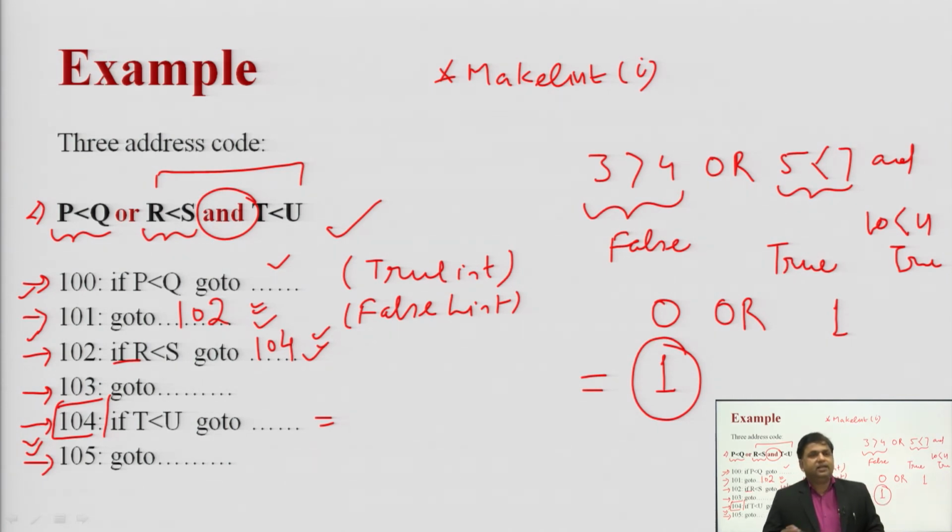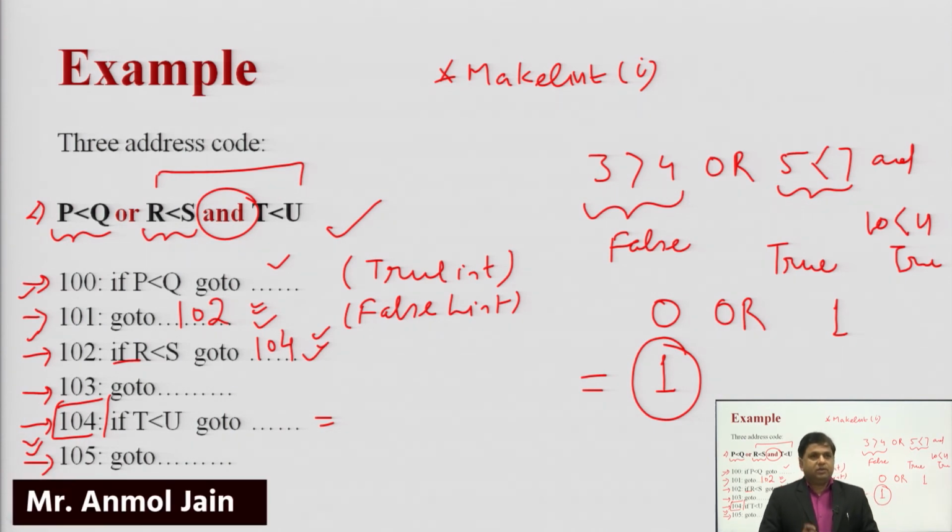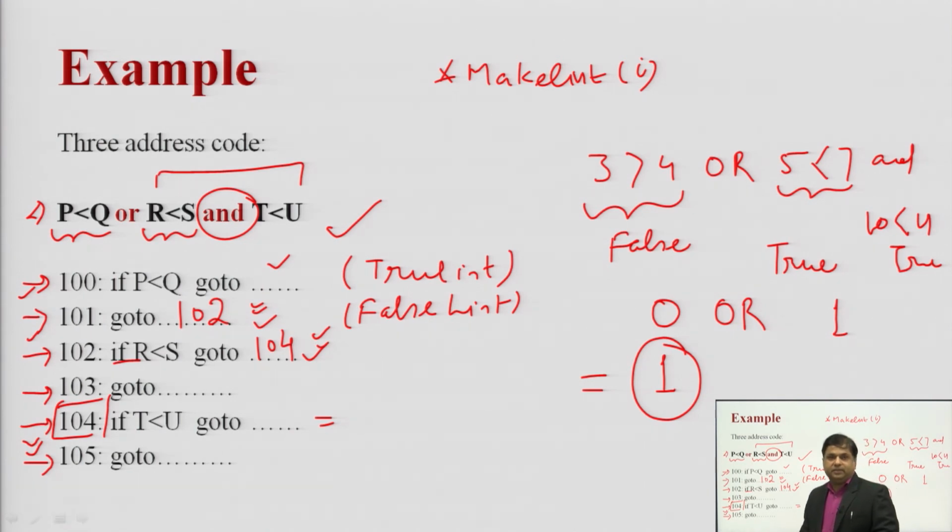So, in this way we can easily find the go to statements and fill the unspecified go to. The benefit is that we need not fill all the go tos with the help of backpatching. Thank you.